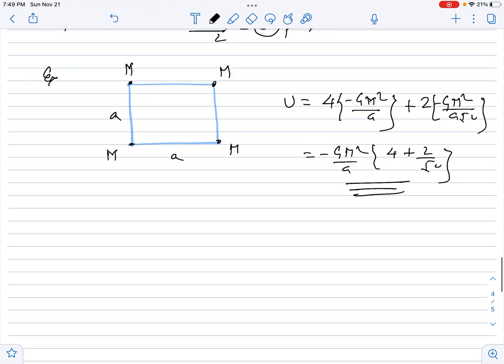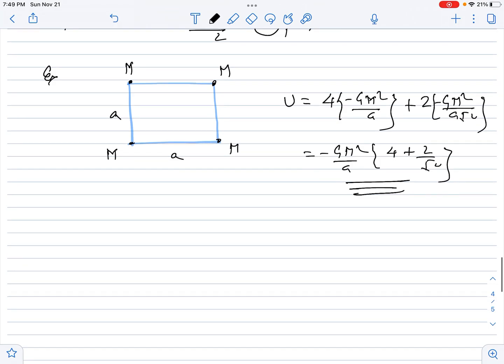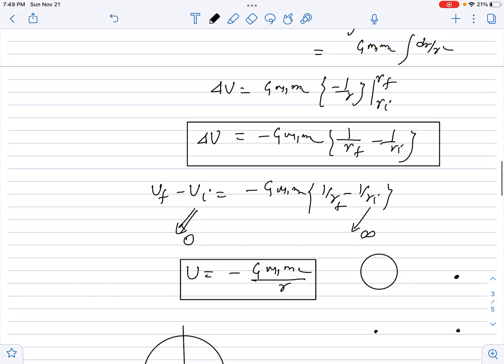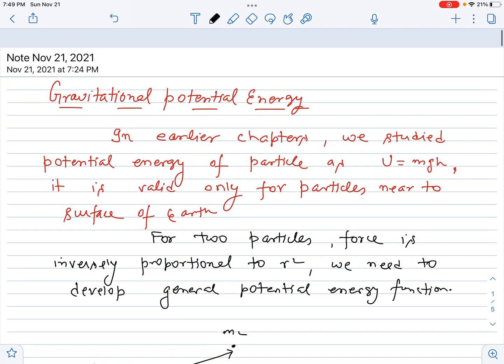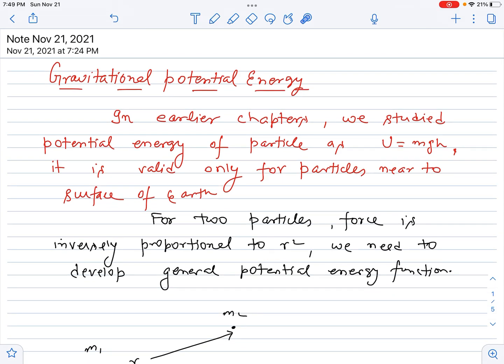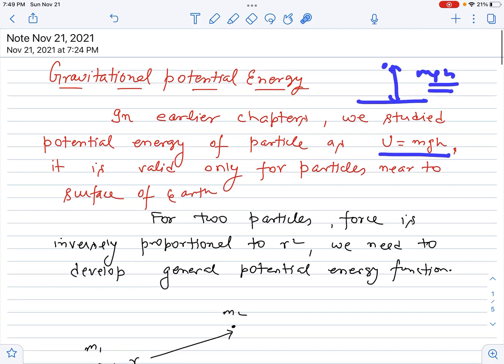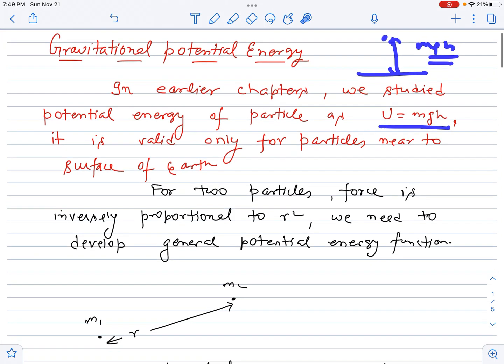Okay. Similarly, if they give 6 particles, 7 particles, 8 particles, 9 particles, you can do it like this. Again, I am repeating the concept. We discussed potential energy as mgh in an earlier chapter. Definitely, the energy of a particle can be represented by mgh, but only if you are near the earth. In that case, you can assume gravitational force is constant and write mgh.